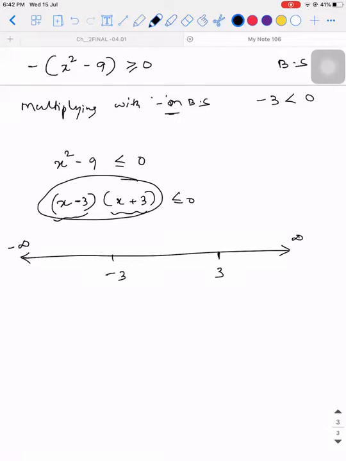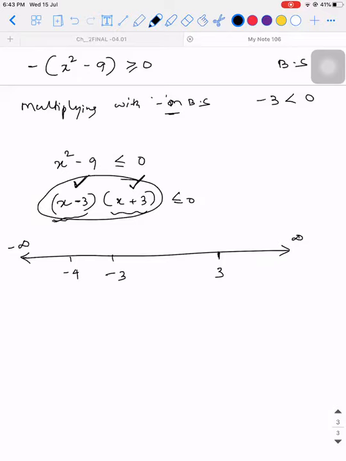So what I'm trying to say is the values of x should be chosen in such a way that when you multiply x minus 3 and x plus 3, the final output should come out as a negative value. Correct? So if I substitute a value which is less than minus 3, tell me a value which is less than minus 3. I have minus 4. So if I substitute a value which is less than minus 3, what do I get?